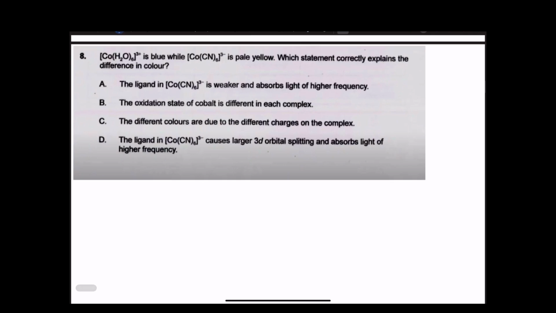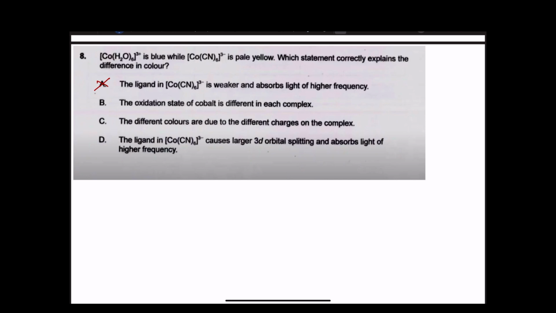Now the next part. So we have [Co(H2O)6]3+ and [Co(CN)6]3-. [Co(H2O)6]3+ is blue while [Co(CN)6]3- is pale yellow. Which statement correctly explains this difference in color? We can start with option elimination, of course. So CN minus is weaker. This thing is wrong, right? Because CN minus is stronger and H2O is weaker. So I can eliminate the first one.